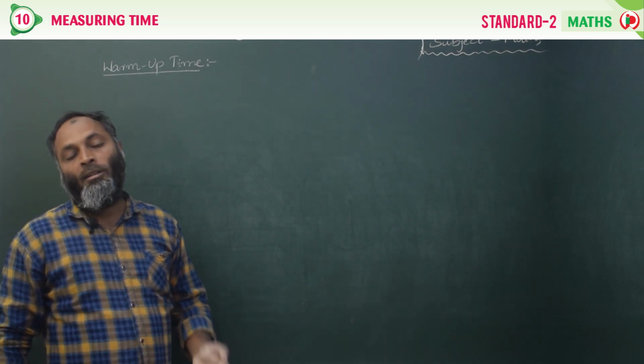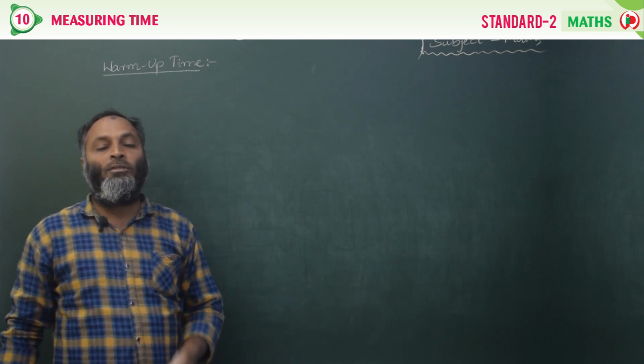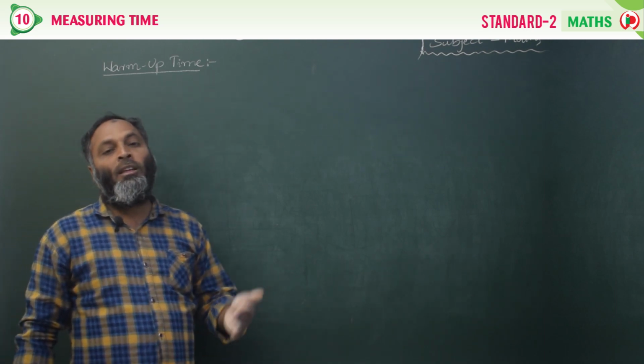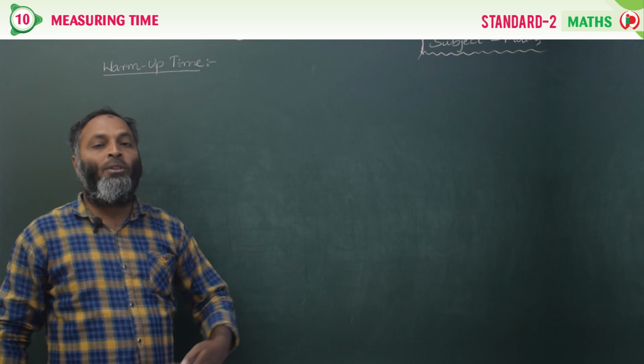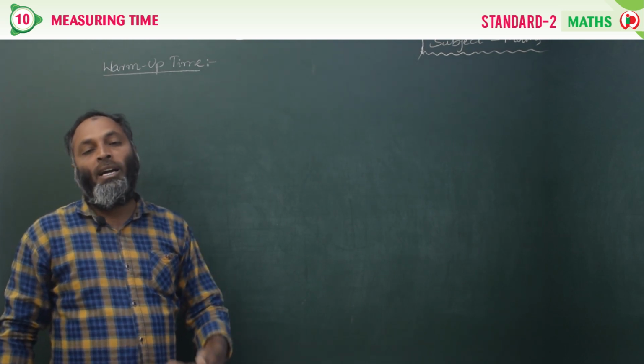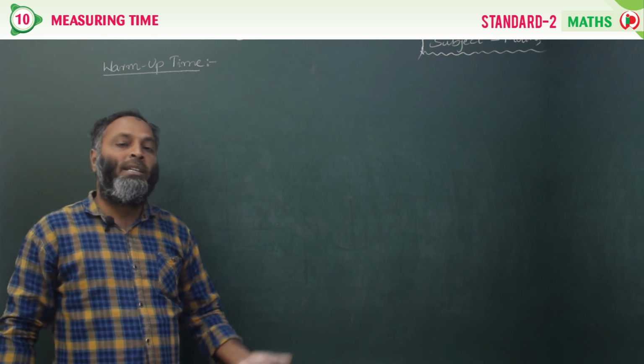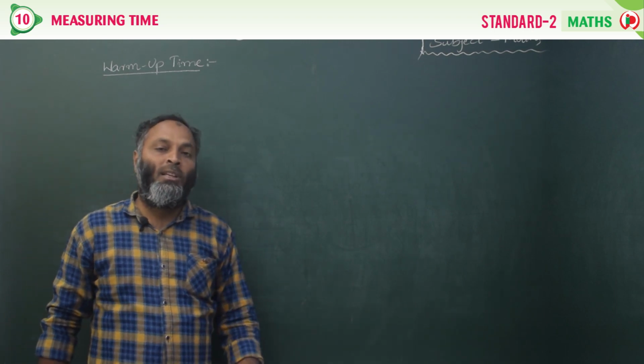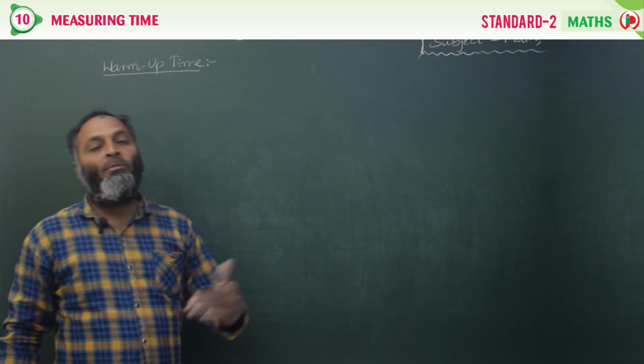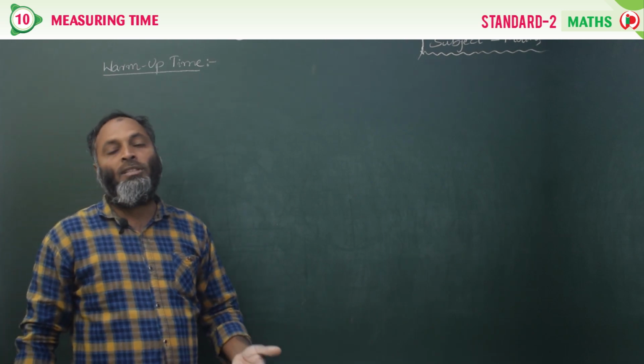When the minute hand is at 12, how to say the time. When the minute hand is at 3, how to say the time. If the minute hand is at 6, how to say the time. If the minute hand is at 9, how to say the time. And other than this, if the minute hand is anywhere, how to say the time.